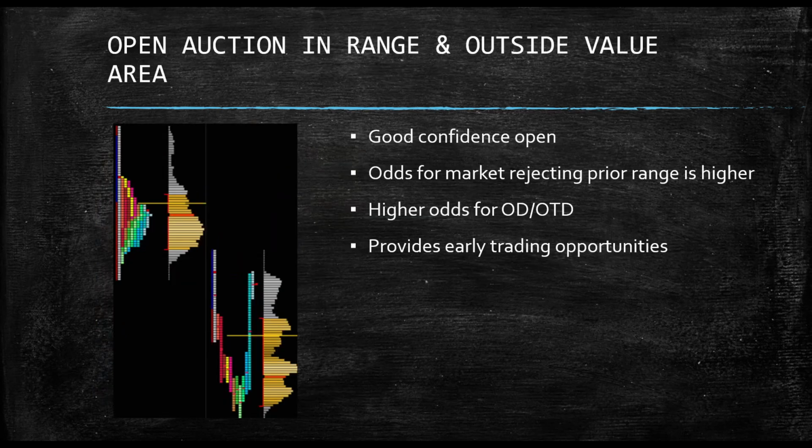The next type of open is the market opening within yesterday's range, however, outside of the value area of the prior day. So this is a good confidence open where the prices reject the previous day's value area and open at one of the extremes, which suggests that the odds are in favor of an open drive or an open test drive. This kind of open provides early trading opportunities with traders who are showing some confidence.